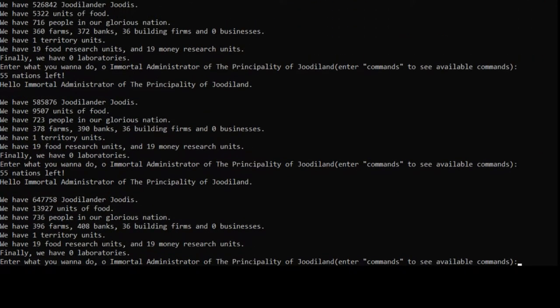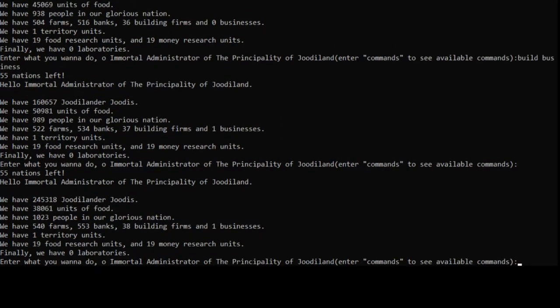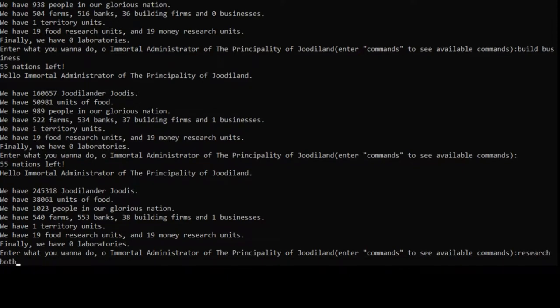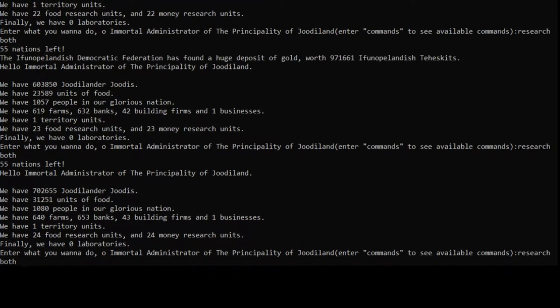So, let's wait until we get 1,000,000 so we can build a business. There we go, we can build a business now. And at the same time, let us research both. Because we need those food and money bonuses.